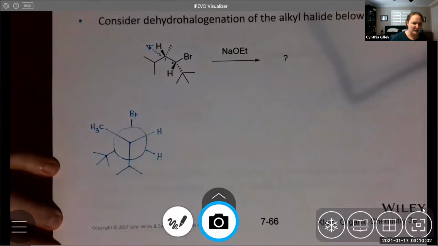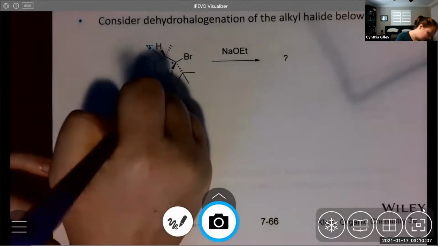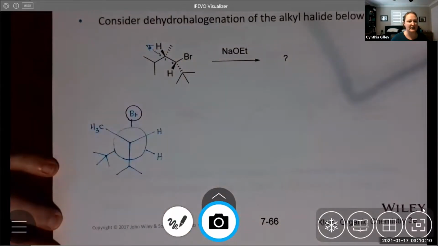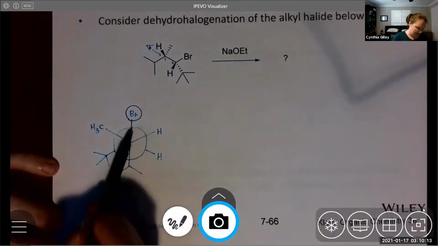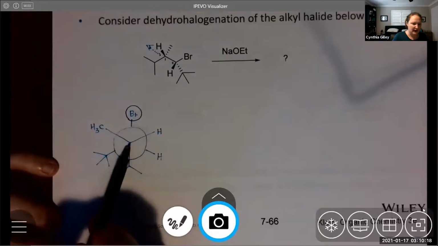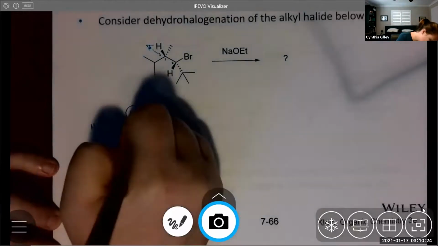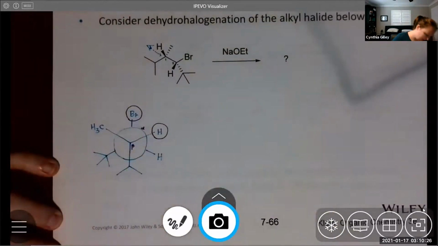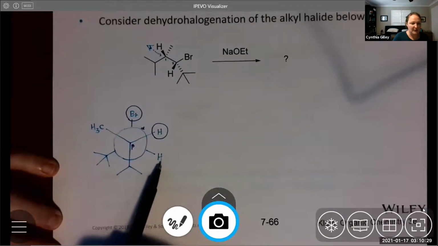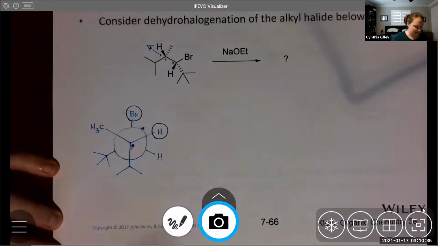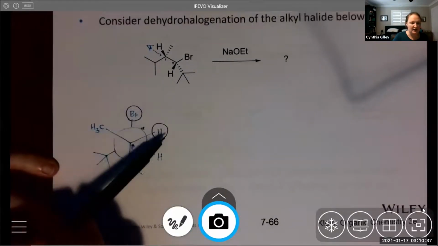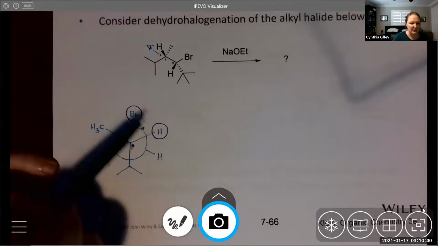Okay, what I like to do is actually just circle the groups that I'm really concerned with. I know I'm going to be losing this bromine in an E2 reaction because that's the leaving group, and that's attached to the alpha carbon, which is the big circle. The beta carbon is this front carbon, and it has the hydrogen that is going to be removed. So this is the beta carbon, this is the alpha carbon. This hydrogen is attached to the alpha carbon and it's not involved in the E2 reaction, so we don't care about it. But the goal is to get these two to be anti-periplanar or anti-coplanar. They need to be opposite one another, anti.